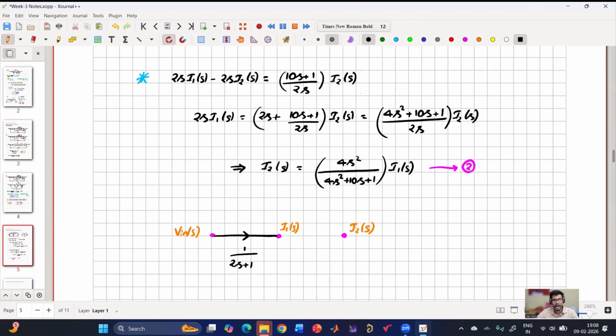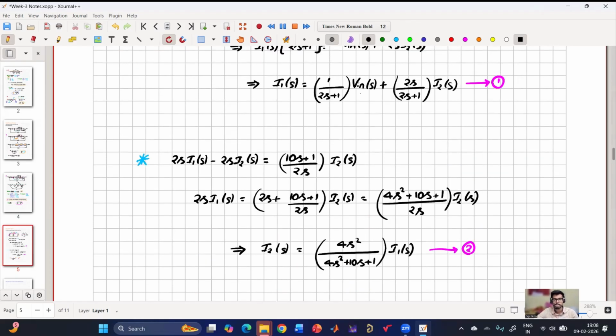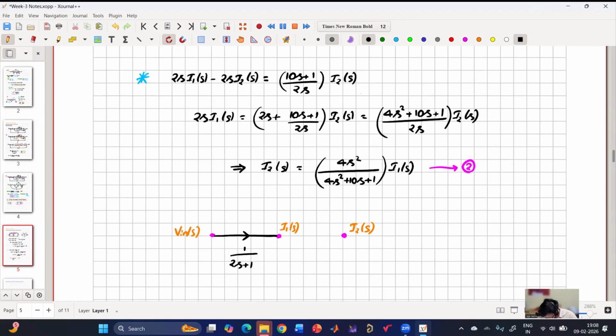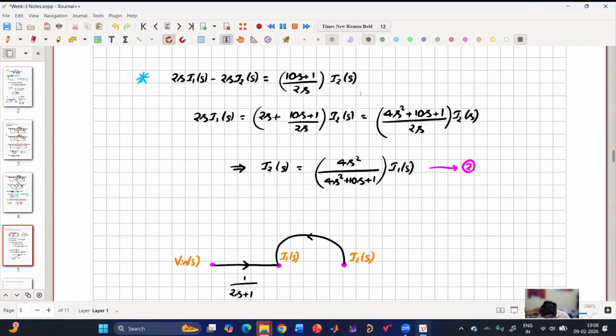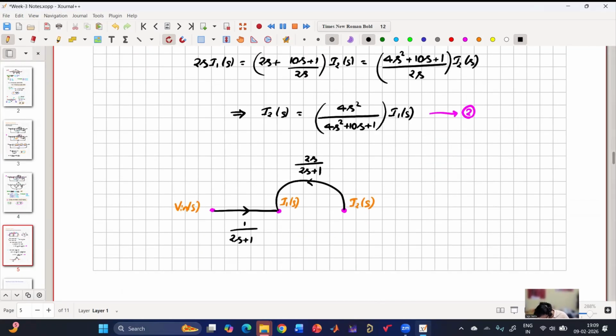And another component from I2 of S. What is the gain of that? 2S divided by 2S plus 1. So I'll have another component from the top, which is, let me put this down, 2S divided by 2S plus 1. Now I have to calculate I2, which is the direct path from I1 to I2, and the gain is given by 4S square by 4S square plus 10S plus 1.